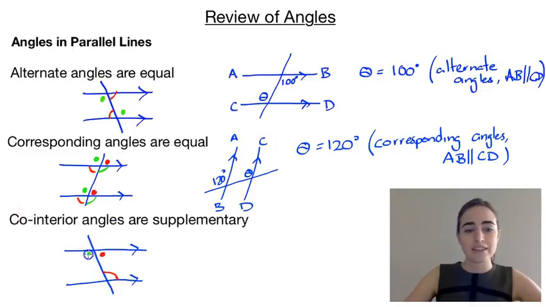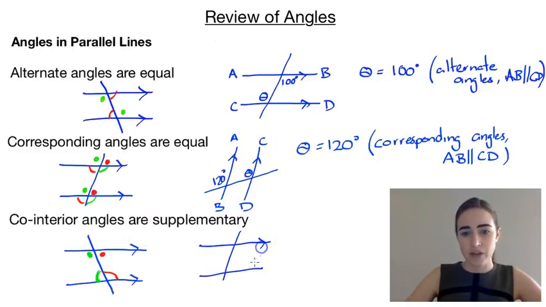The other pair there is this one and this one. So they're both inside the parallel lines and they're on the same side of the transversal. All right, so if we have a look at one last example, we've got our parallel lines. We know that this here is 50 degrees and we've got a theta up here. We can write theta is equal to 180 degrees minus 50, and we write co-interior angles.